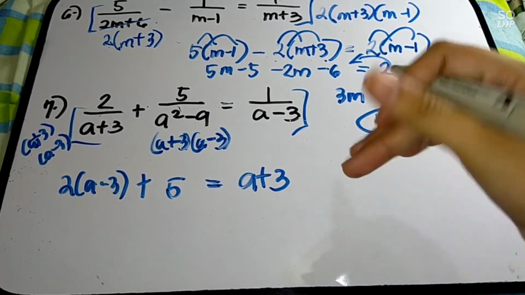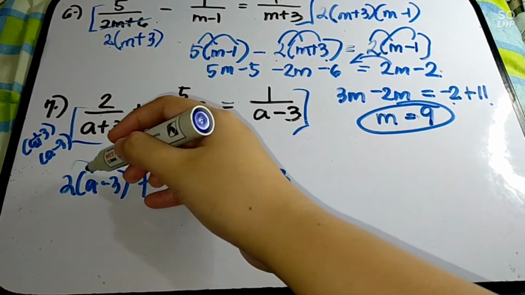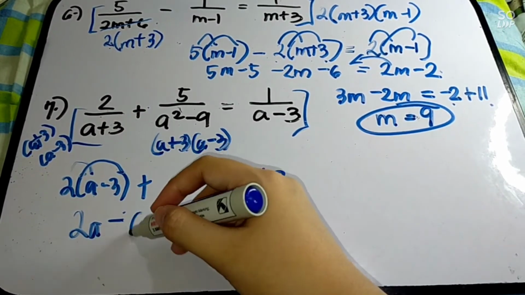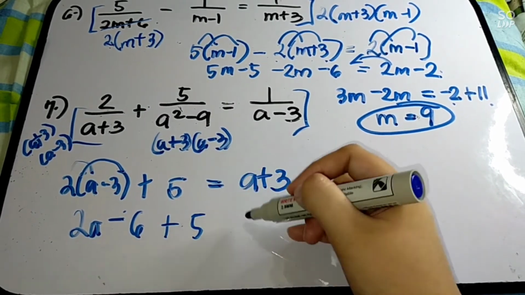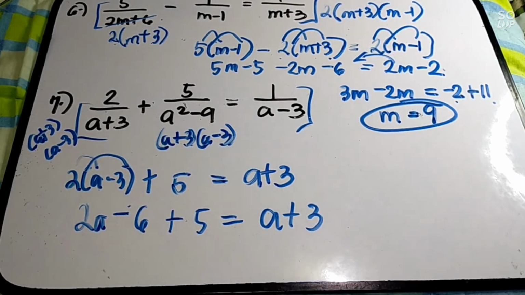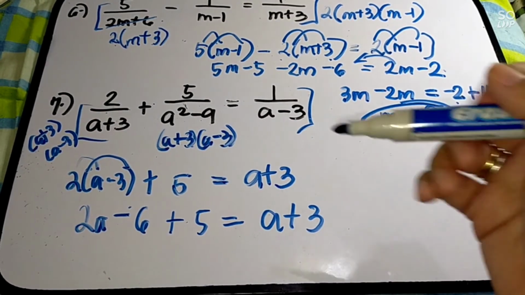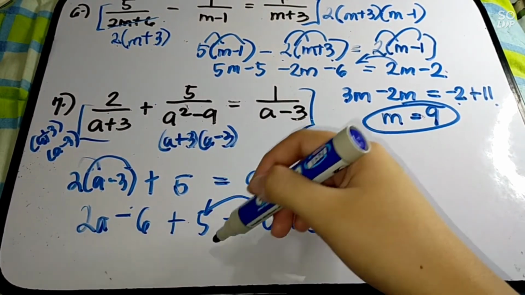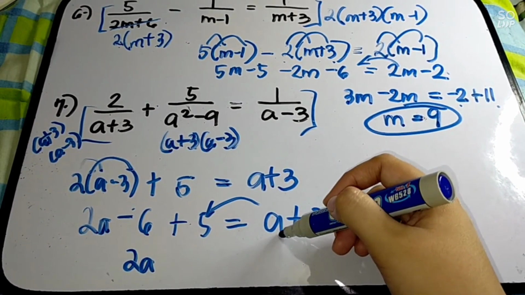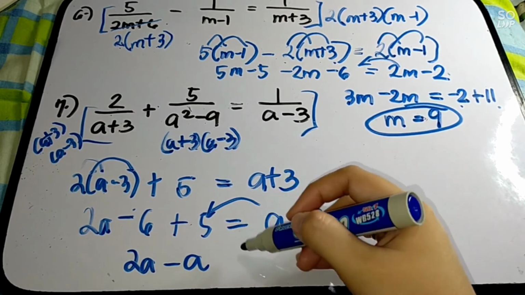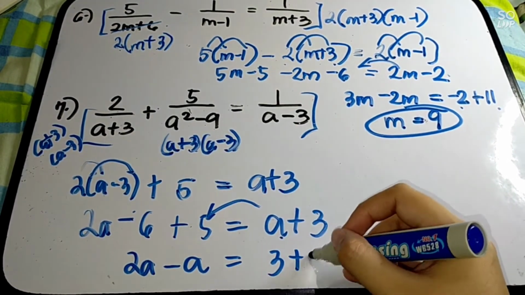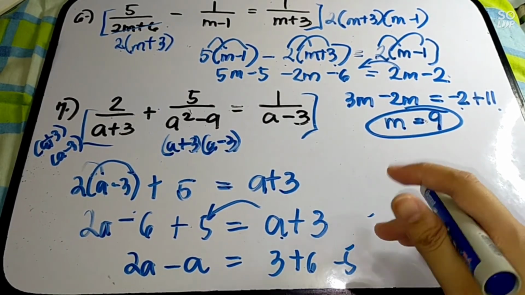Then, just distributive property. 2 times a, that is 2a. 2 times negative 3, that is negative 6. Plus 5 is equal to a plus 3. Lahat ng may variable, lipat natin sa left side. Lahat ng wala, lipat natin sa right side. So, it becomes 2a, then this one positive becomes negative a is equal to 3. Si 6 magiging plus 6. Si 5 magiging negative 5.